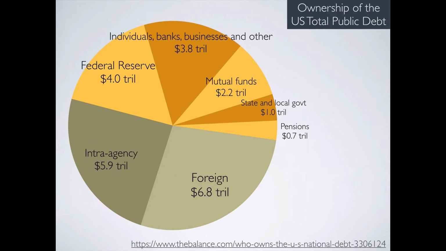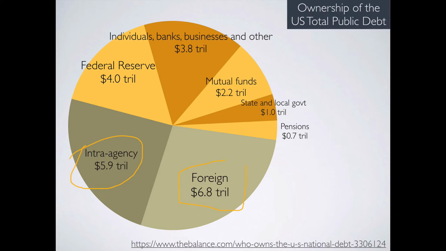All right, if we look at the ownership of the U.S. total public debt, that is, who owns it, into kind of broad categories. We already looked at one portion of it, this one right here, the interagency debt, about 6 trillion. We can see that there's a foreign share. That is individuals, institutions, banks, etc., outside the United States, who own about $6.8 trillion of it.